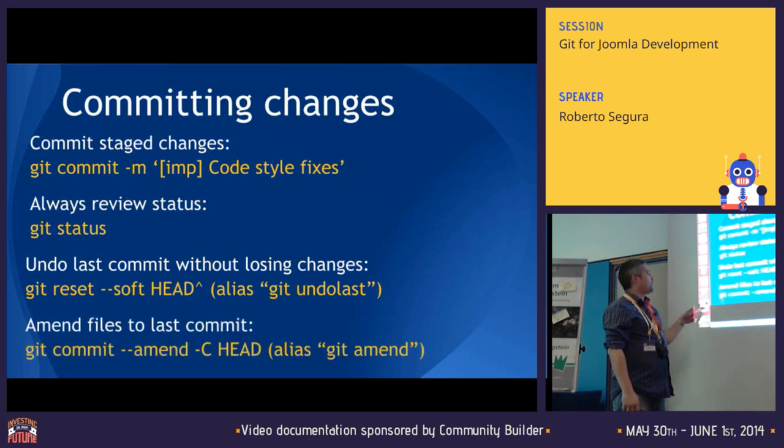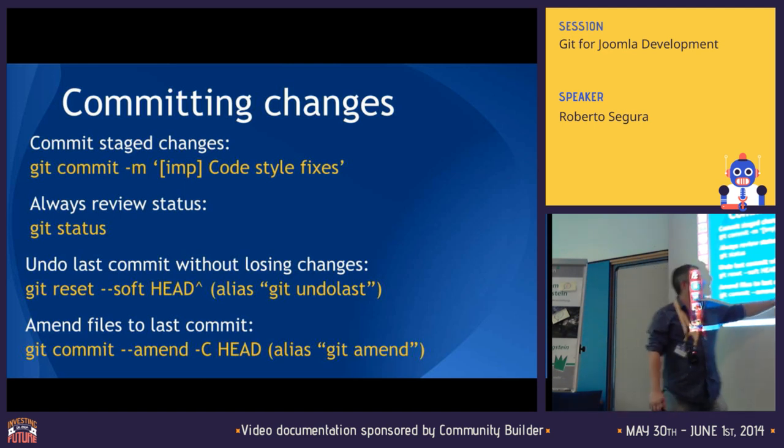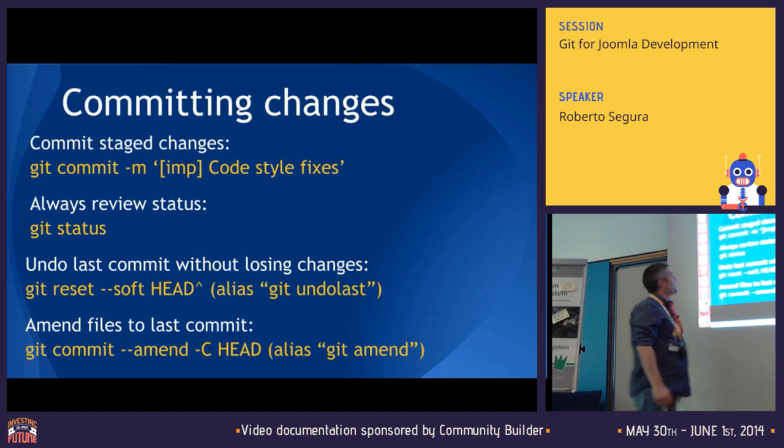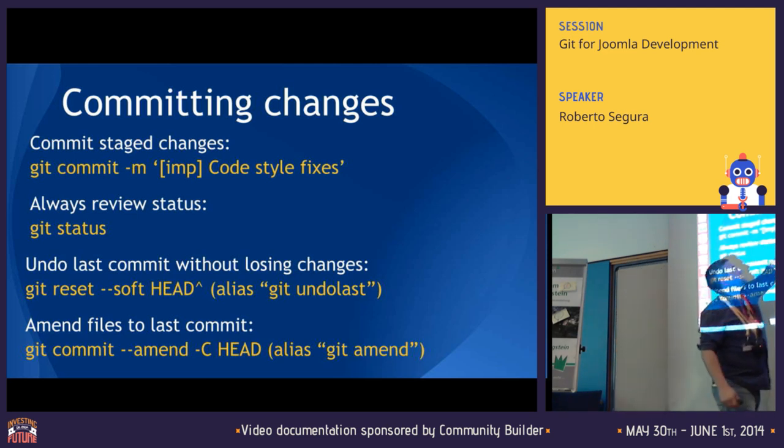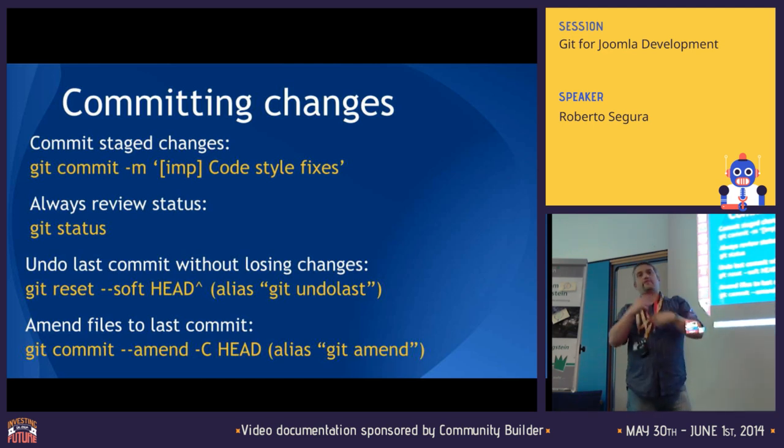And if you forgot to add a file to a commit, you can use the amend alias. This is the ugly command, and this is my alias, git amend. And you just add a new file to a commit that you have already done. So if I forgot to add a file, this is the message that will appear, but there is a new commit message. I just amend, I say that there is a new file to be inside this commit.